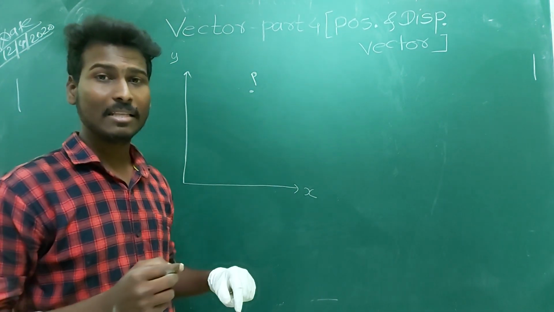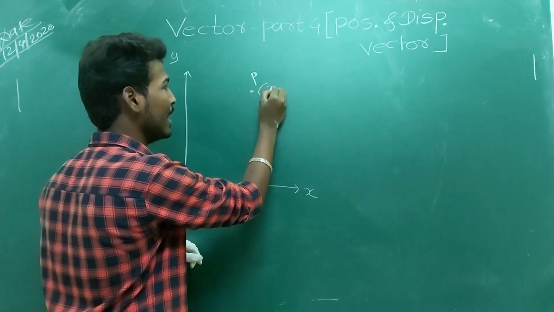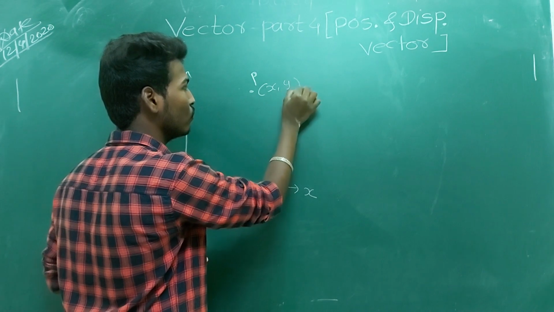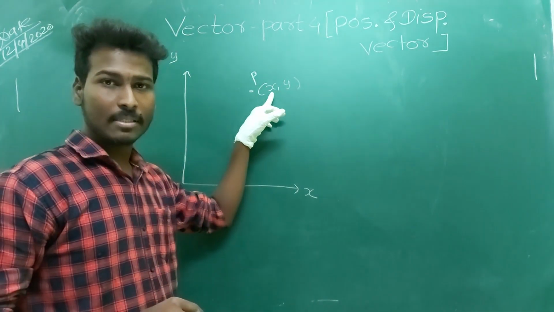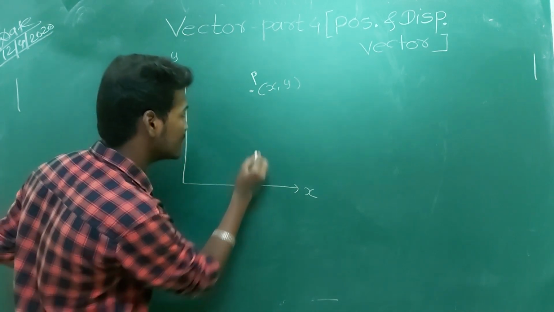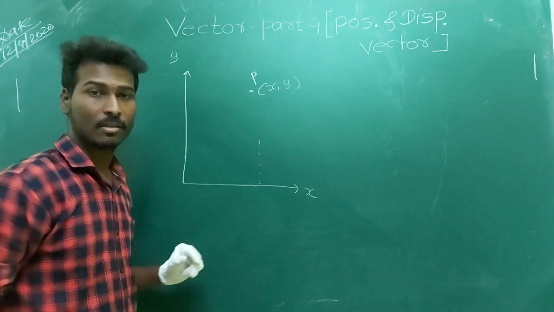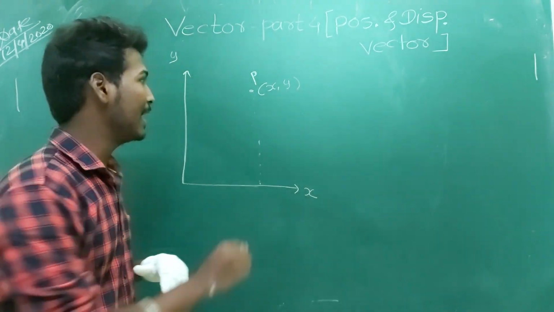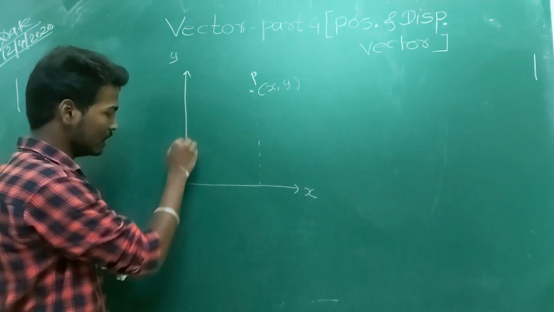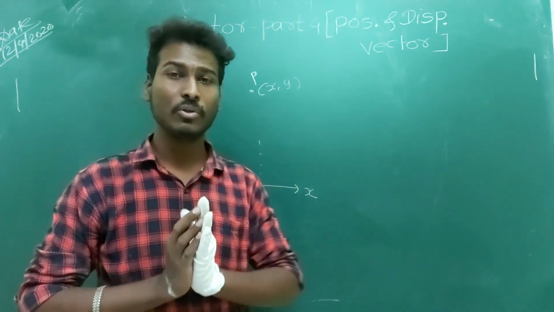According to maths, you give the position of point P as (x, y). That x means the point P has covered x distance on the x axis, and the point P has covered y distance on the y axis. So what is position vector?